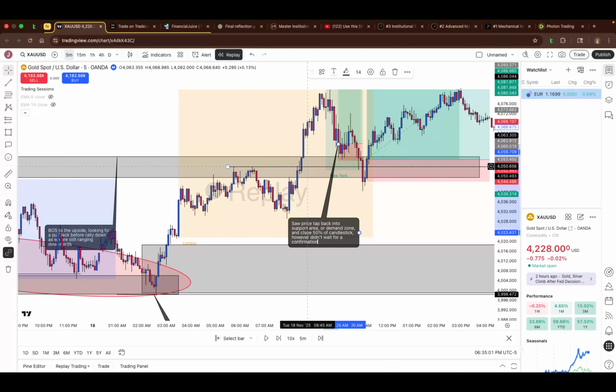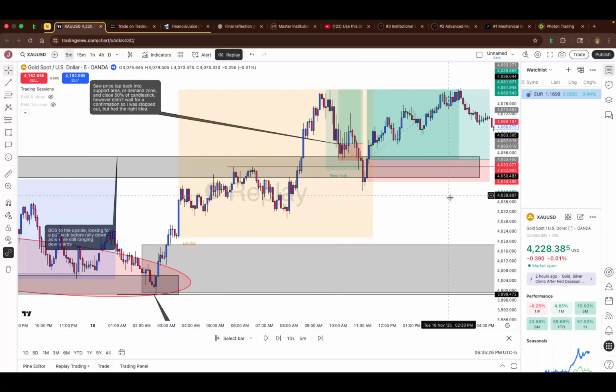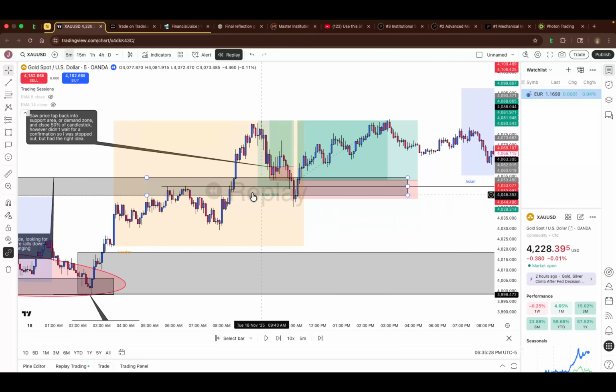Confirmation, either a strong bullish candle that overtakes the previous candles, you know. Something like that is a strong confirmation, enough for me to enter to the next high, to take out the weak high. But yeah, I didn't wait for a strong confirmation. So I was stopped out, but had the right idea. I like the idea with that trade. However, here we see price sweep liquidity here.